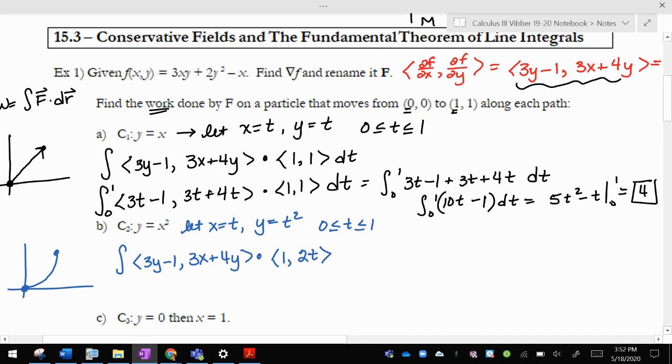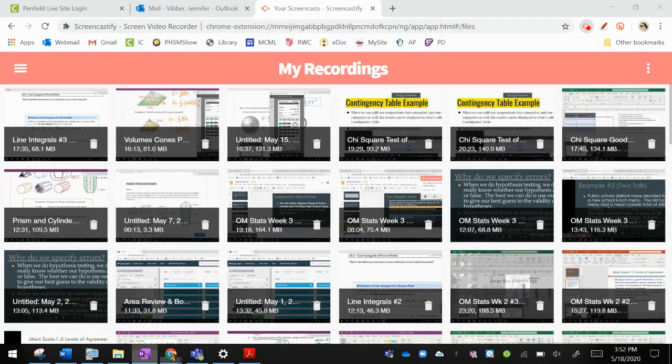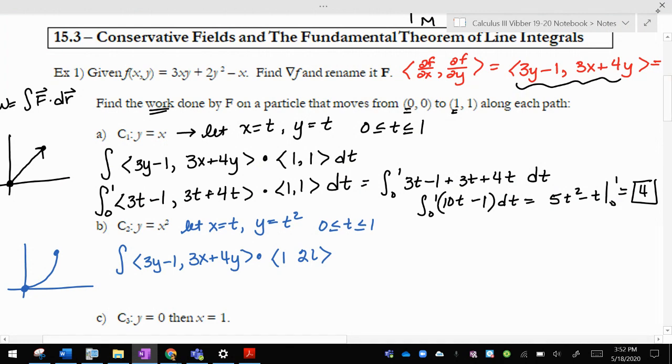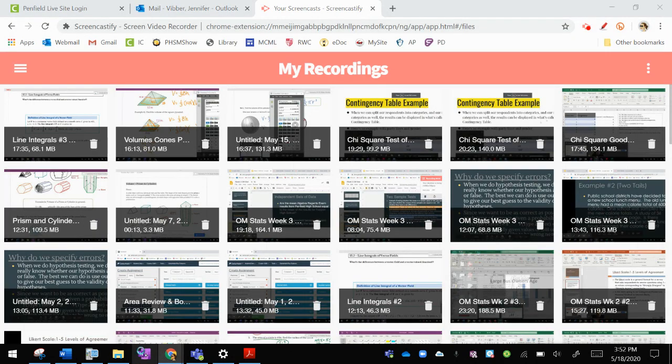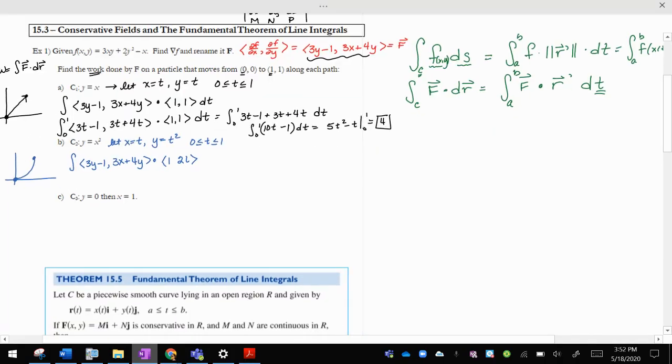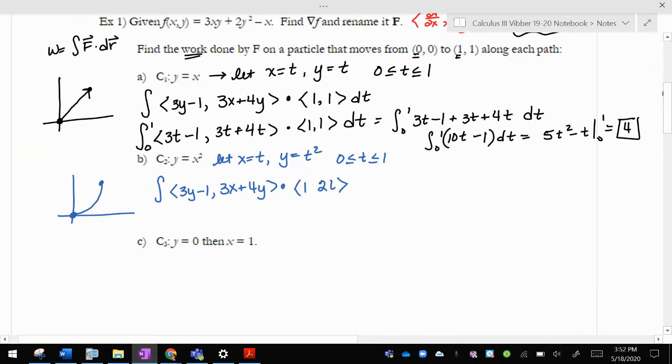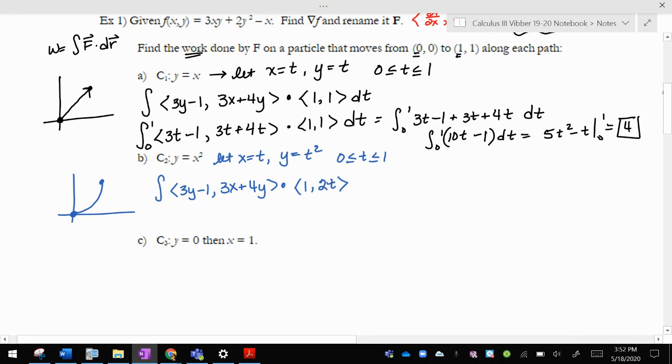And of course, OneNote's doing that thing again where things disappear. Okay, so 1 comma 2t. And now everything needs to be in terms of t. So this is going to be 3t squared minus 1, 3t plus 4t squared, dotted with 1 comma 2t.